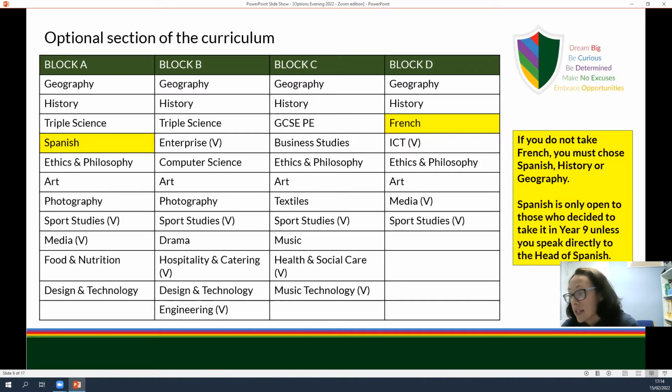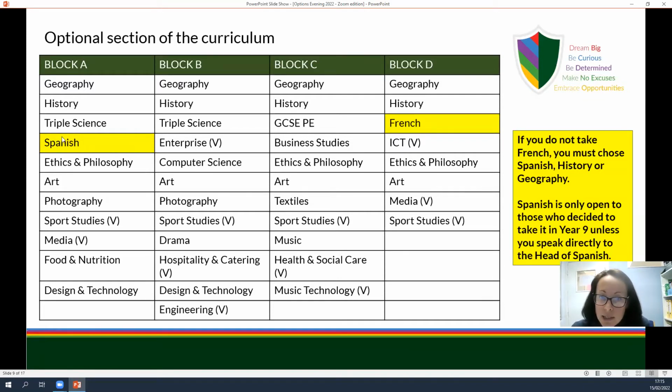So if I decided that I don't want to take French, don't want to take Spanish, then one of my options has to be either geography or history. That's not to say that you couldn't take both. So for example, you might decide to take French, Spanish, geography and history. Fabulous. But what we're saying is that if you decide not to take French or Spanish, then you are deciding that you are going to choose either geography or history.